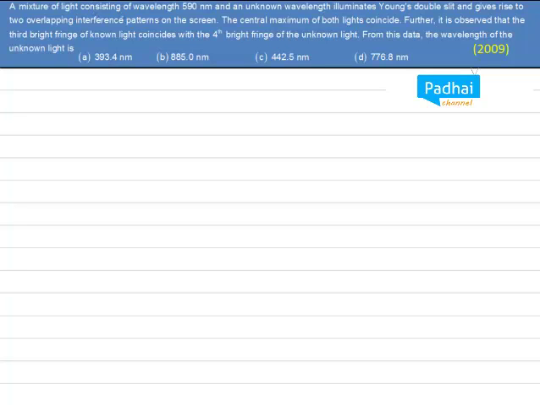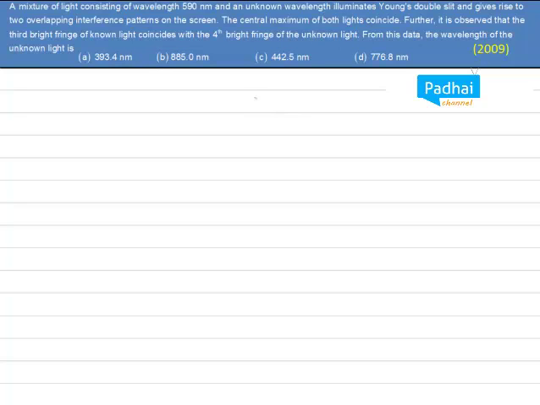A mixture of light consisting of wavelength 590 nanometer and an unknown wavelength illuminates Young's double slit and gives rise to two overlapping interference patterns on the screen. The central maximum of both the lights coincide, and there are two different wavelengths illuminating a screen. Further, it is observed that the third bright fringe of the known light coincides with the fourth bright fringe of the unknown light. From this data, what is the wavelength of the unknown light?